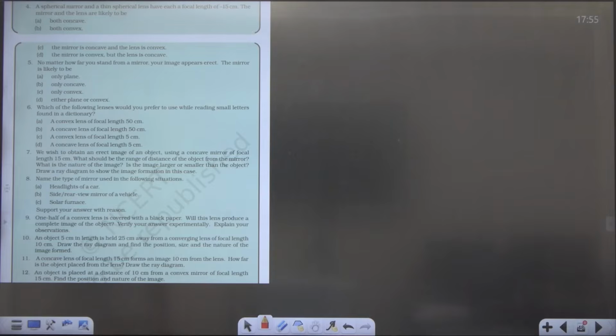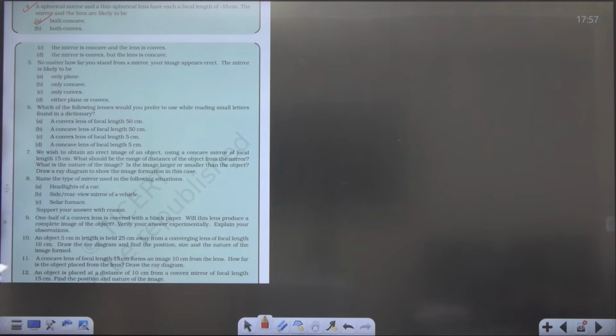So next question, a spherical mirror and a thin spherical lens each have a focal length of minus 15 centimeter. The mirror and lens are likely to be. See, what is the answer? Focal length is minus 15 for the lens, so it has to be a concave lens. And the focal length is negative, so it has to be a concave mirror. So what should be the answer?